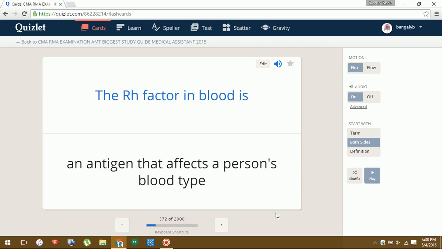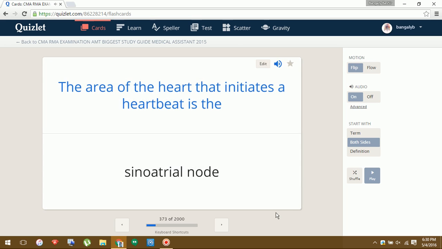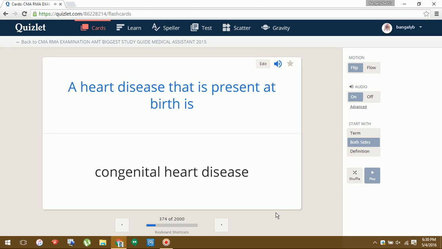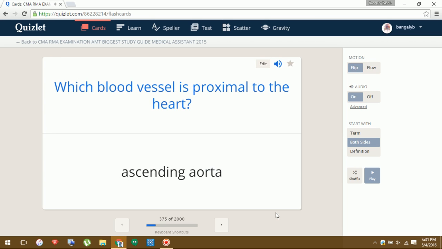The Rh factor in blood is an antigen that affects a person's blood type. The area of the heart that initiates a heartbeat is the sinoatrial node. A heart disease that is present at birth is congenital heart disease. Which blood vessel is proximal to the heart? Ascending aorta.